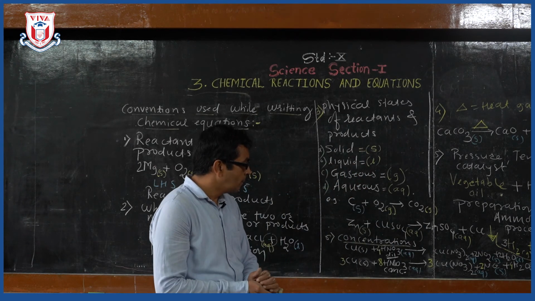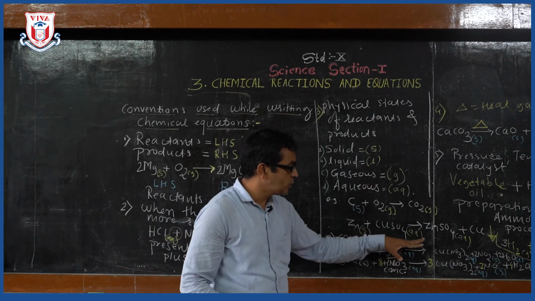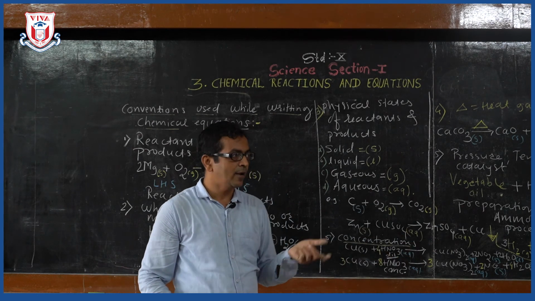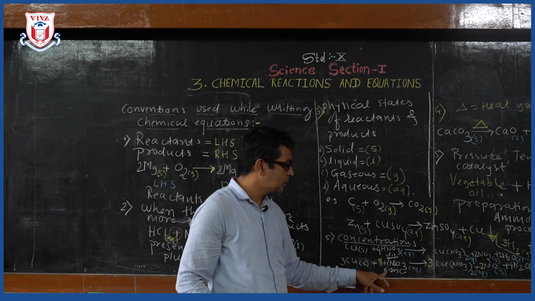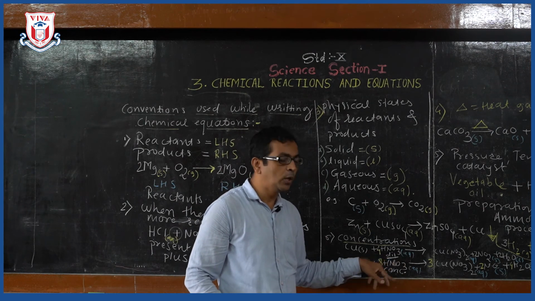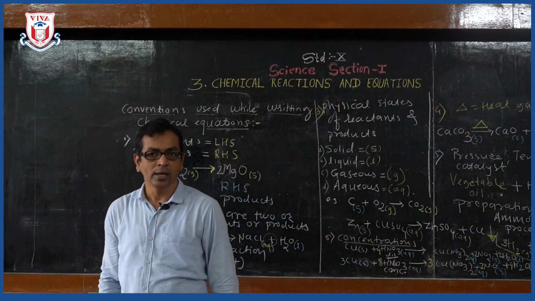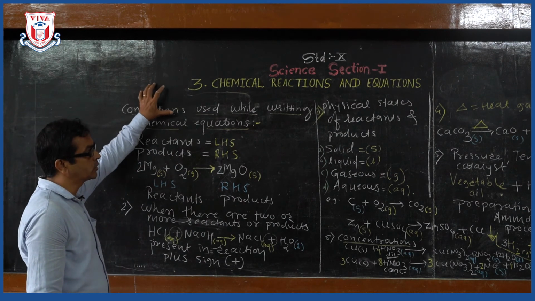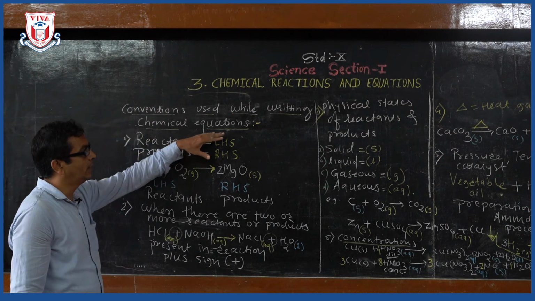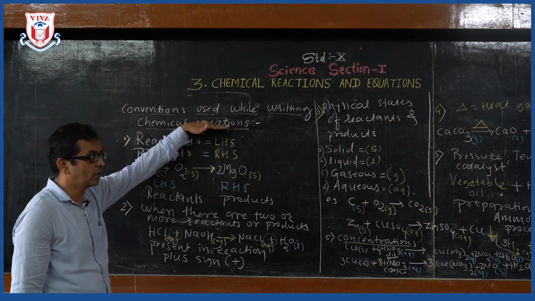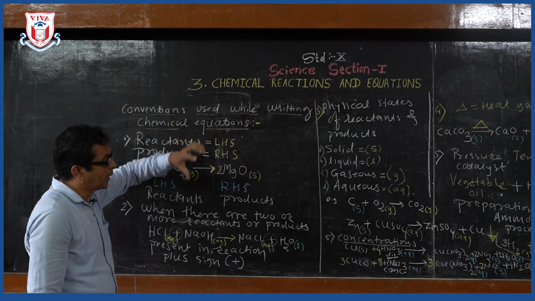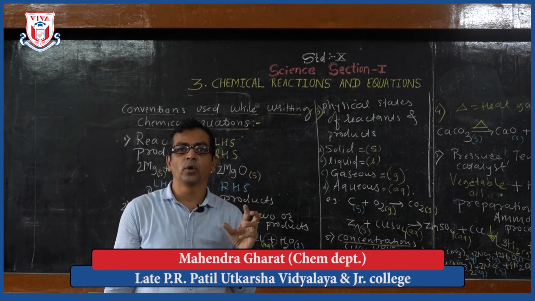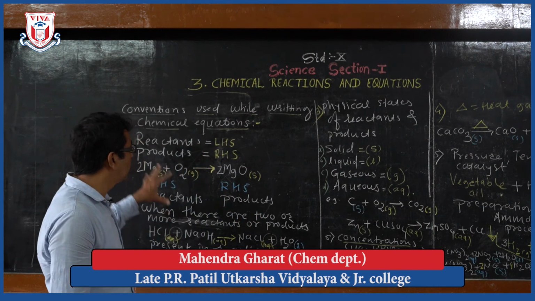Okay, so you have to write the concentrations of a reactant. If it is dilute, then you have to write DIL. If it is concentrated, then you have to write CONC below the reactants. Okay, so these are the conventions, or you can say the rules, when you write a chemical equation. You have to follow these rules when you write any chemical equation or any chemical reaction.